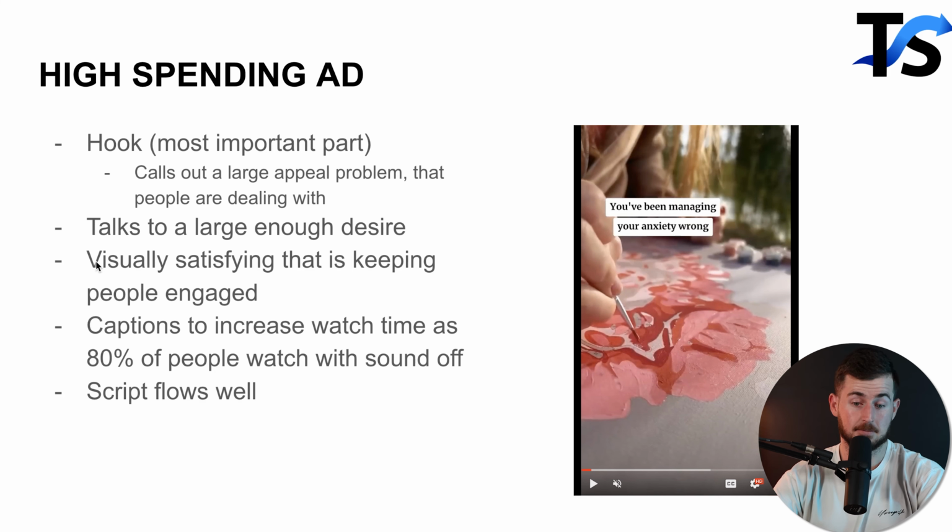Next one is that the ad's visually satisfying. You know, we can call out a desire, we can hit on everything correctly, but if the visuals suck and are just not satisfying, that's also something else that's going to affect watch time and percentage watched, and that's also going to make the ad get less spend and appeal to fewer people.